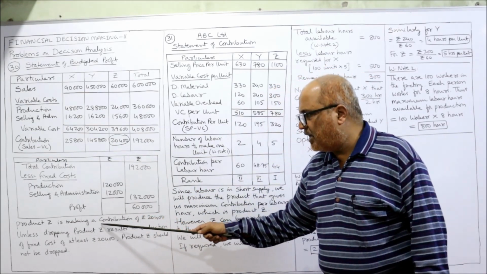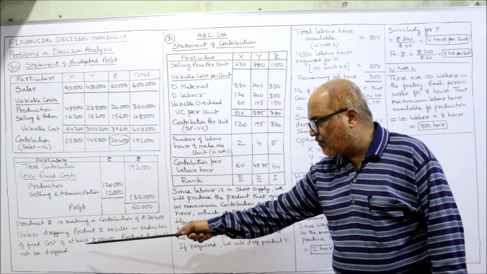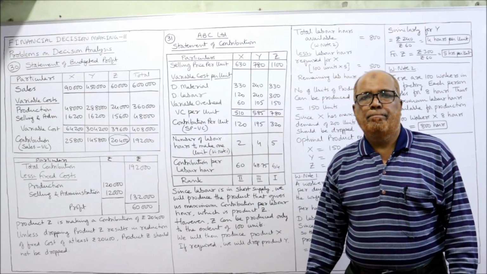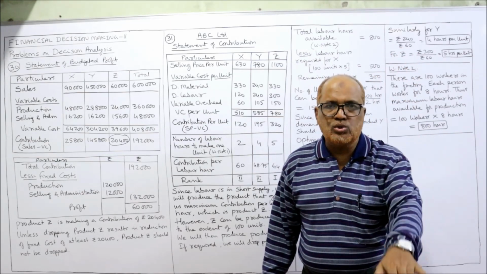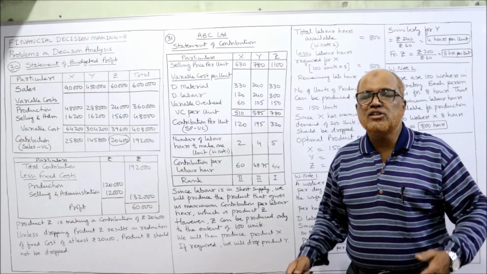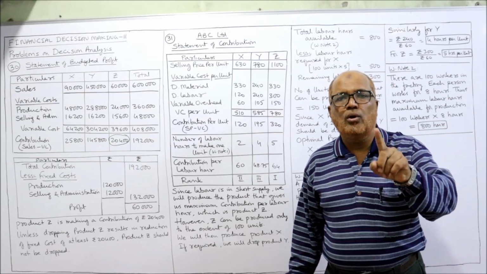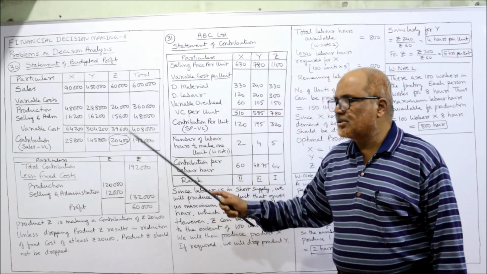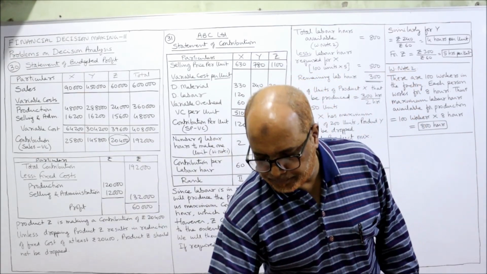So here product Z is making a contribution of 20,400. Unless dropping product Z results in a reduction of fixed cost of at least 20,400, product Z should not be dropped. If there is no possibility of reducing the fixed cost, then we suggest don't drop product Z. It should be continued because it is contributing 20,400. That's it. This is the end of problem number 30.